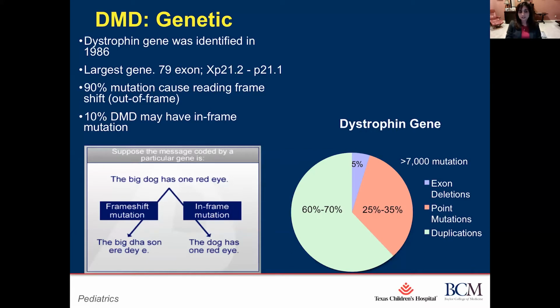So that's how we can predict, after the genetic testing, which patients are going to develop Duchenne versus Becker. And we have seen more than 7,000 mutations in the dystrophin gene, which can cause dystrophinopathies. The most common mutation is deletion, which accounts for 60 to 70% of the patients. Then 5% may have duplication. And then 25 to 35% have a point mutation, very tiny changes in the nucleotide.